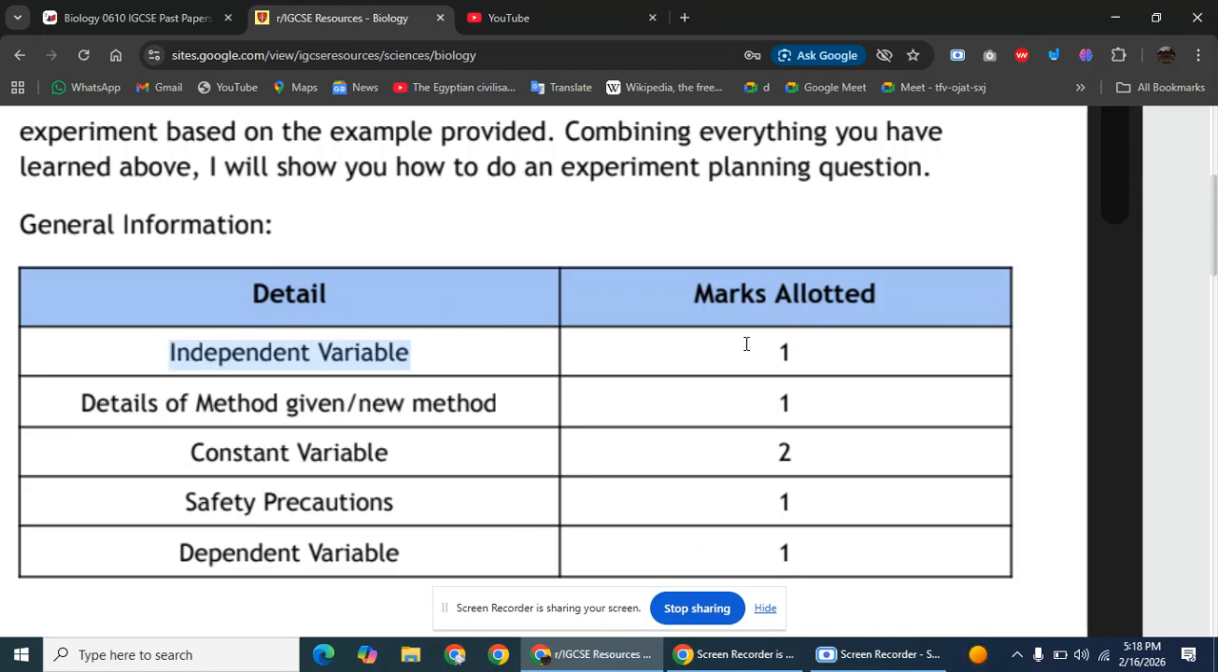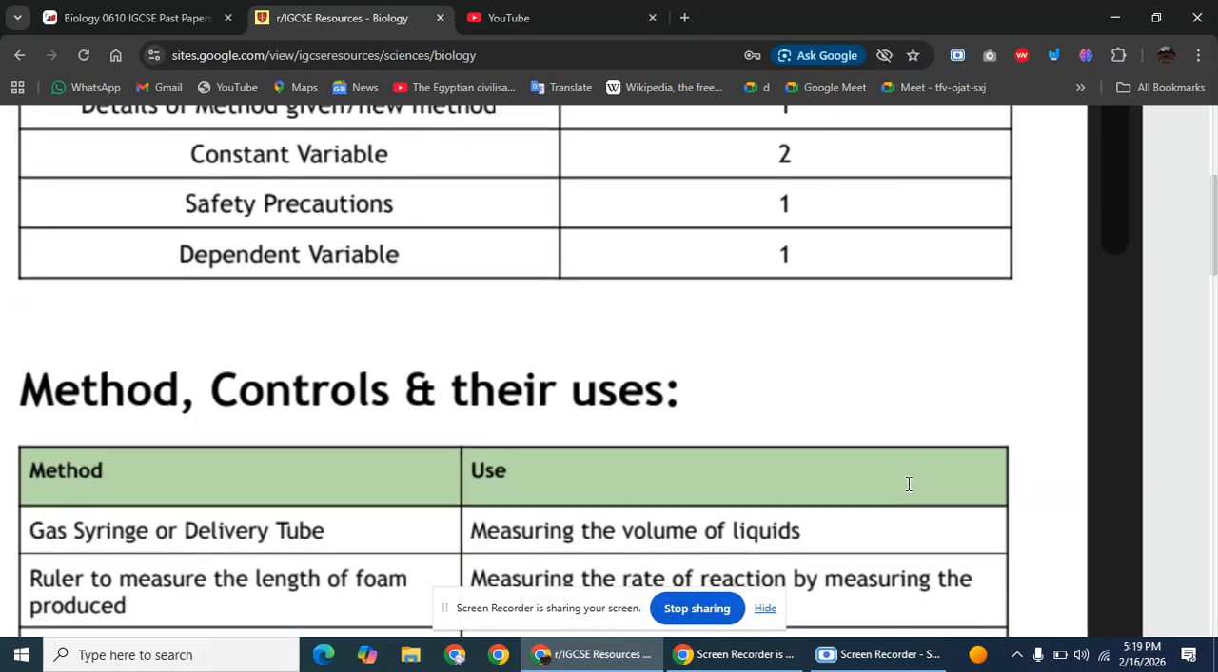For the independent variable, 1 mark is given. Details of the method, 1 mark. Constant variables, 2 marks, because you need to give two constant variables. Safety precaution, 1 mark. Mostly they don't tell. Sometimes also the dependent variable, another 1 mark.